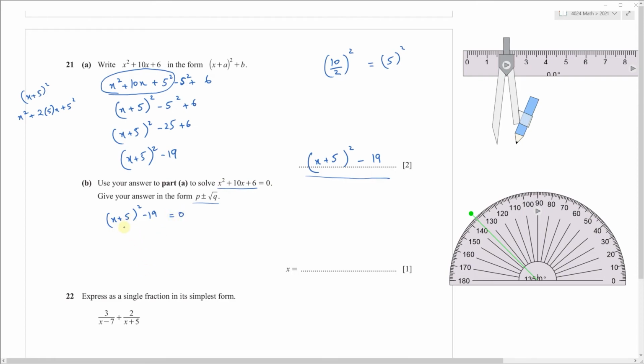Now we will solve for x. I'll take 19 to the other side. So I'll have x plus 5 whole square equals to 19. Then I have x plus 5. I'll take the square to the other side. I'll get plus minus square root of 19. And then x will be minus 5 plus minus square root of 19. So this is in this form already. So your answer is minus 5 plus minus square root of 19.